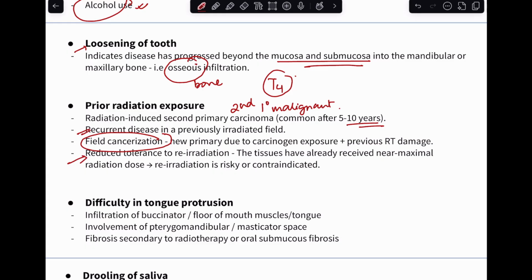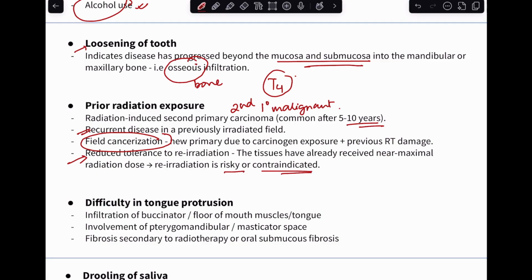Why? Because if tissues have already received radiotherapy at its near maximal dose, re-irradiation in the same area could actually be risky or even contraindicated. So, taking a history of prior radiation exposure is very important over here.